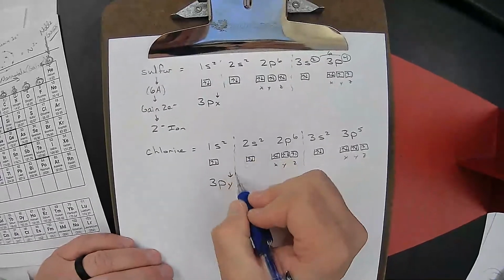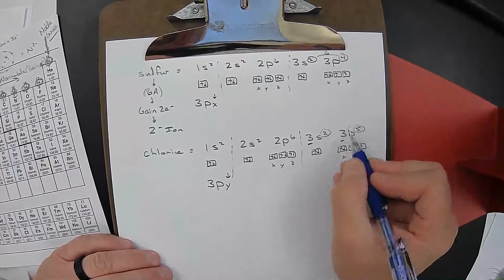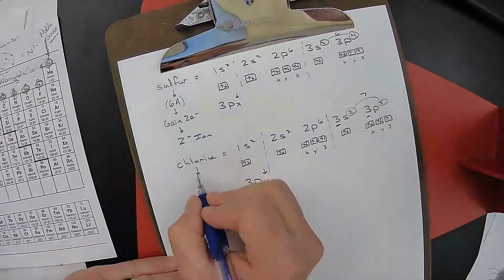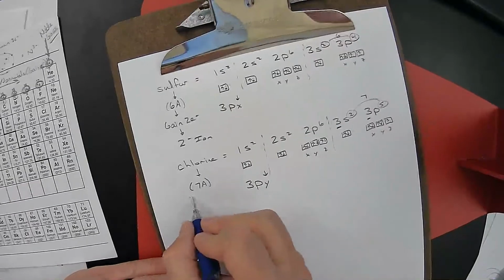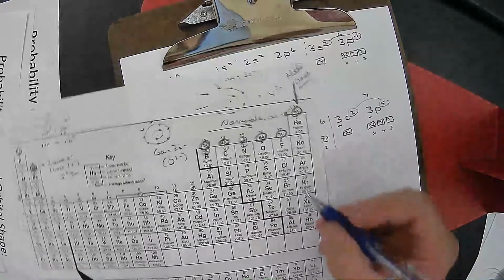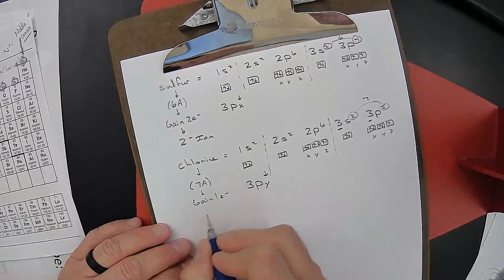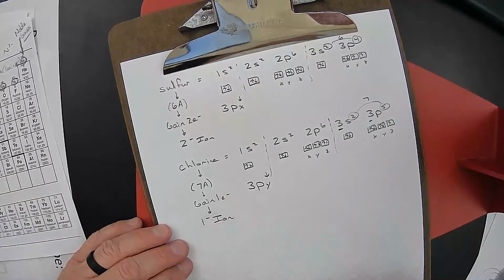Here on the outside, principal quantum number 3, you have 7 electrons. You have column 7A, so it's going to gain. We know that chlorine in column 7A wants to gain 1 electron to become a 1 minus ion.